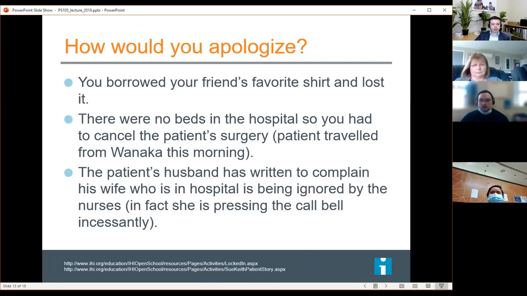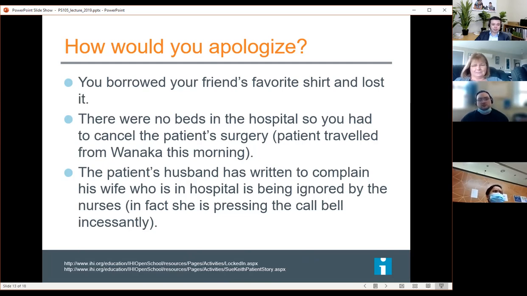I wanted maybe to get some people to give me examples of how they might apologize for these things. Like you borrowed your friend's favorite shirt and lost it, or there were no beds in the hospital, so you had to cancel a patient's surgery, and the patient unfortunately had traveled all the way from Monaco in the morning. So they've been really inconvenienced if nothing else, and obviously they're going to get a delay to their care.